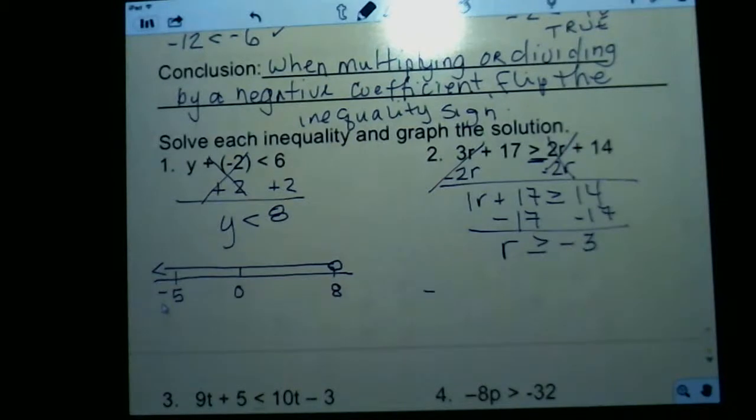All right. This time I have a 0. I have a negative 3. I'll put a 3 over here. I'm going to start at negative 3. This time, because negative 3 is part of the solution set, we need a solid dot. Now, we draw our arrow in the same direction the inequality sign is going. As the inequality sign is pointing to the right, my line is going to point to the right.